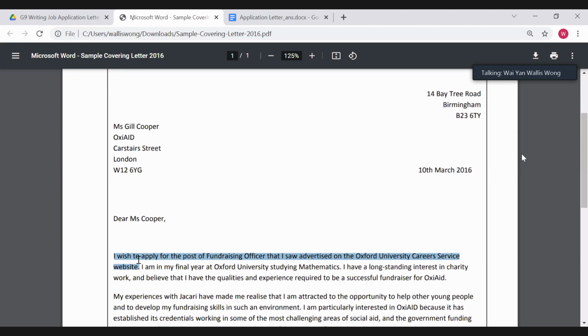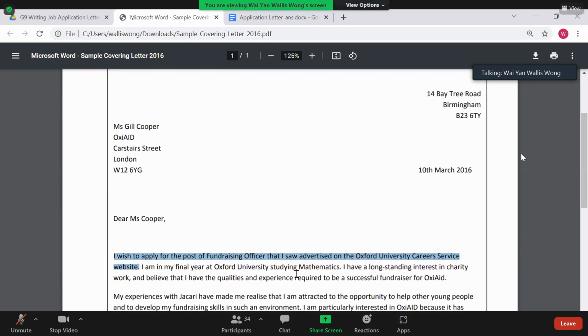Many of you didn't tell me the source of the job ad, and didn't tell me the post, the position, the job, and didn't tell me the company's name. So can you remember to include all these three pieces of information in the first paragraph? Should I repeat? The position, okay, so that is the post of fundraising officer. And then the source of the job ad, that is the website, and then the company's name, okay? Understand?